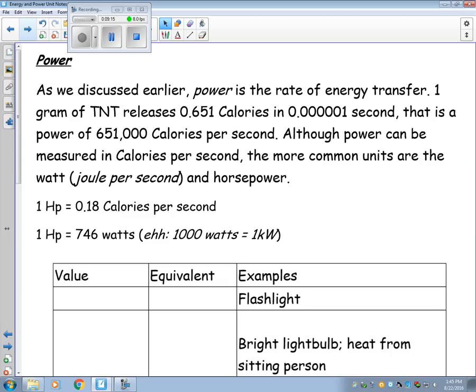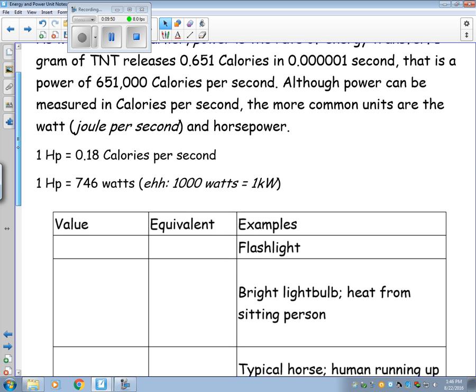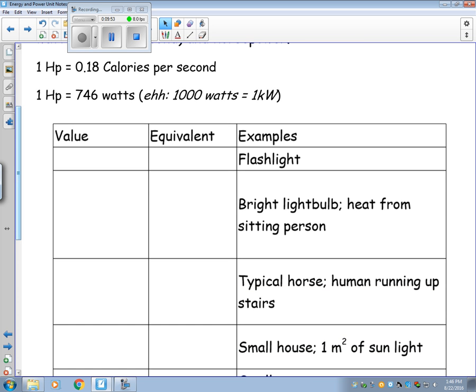So we can measure power in calories per second, but the more common unit would be the watt, a joule per second. Another common one is horsepower. So 1 horsepower is 0.18 calories per second. So if you were to have a power output, let's say you're running, of 1 horsepower, you would be converting 0.18 calories of your food into 0.18 calories of kinetic energy every second. So that should give you an idea for how much energy you consume or burn off during exercise. 1 horsepower is also 746 watts, but we'll just go ahead and round that to 1,000. So 1 horsepower is roughly 1 kilowatt.